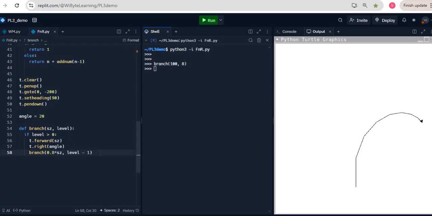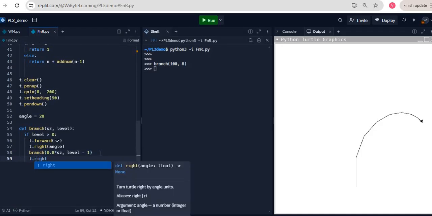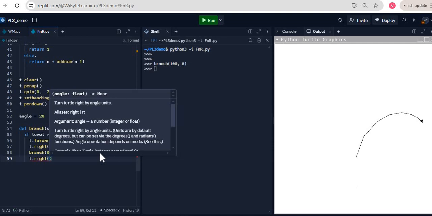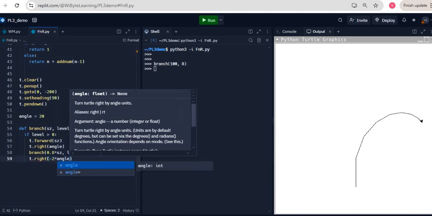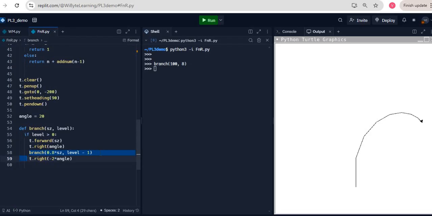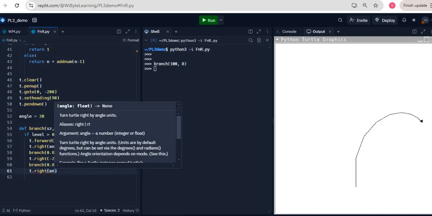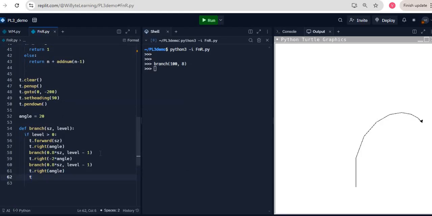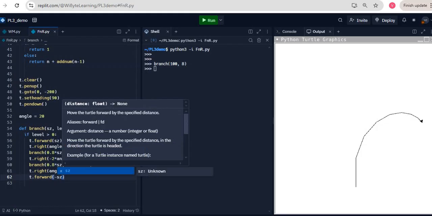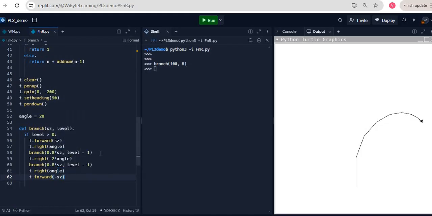Now, I am going to make my second recursive call. However, before that, I will make some adjustments as we have discussed. So I'll just go and say t.right, for example, -2 times the angle. I will then again call this function in the exact same way. So I just go and say this, and then I'll have t.right angle, and t.forward minus of size. So that's what we have done. We have discussed this in the past, right?